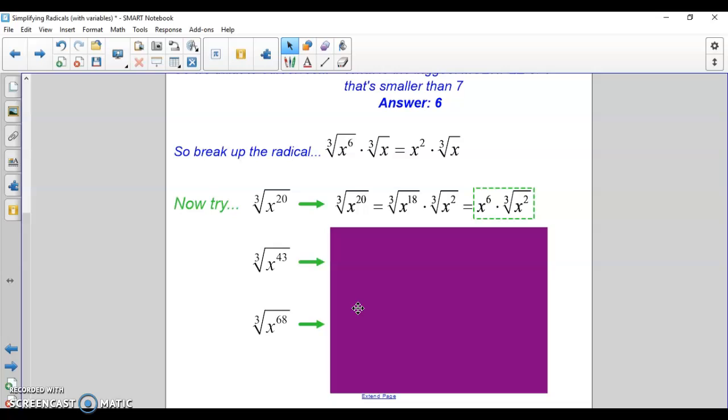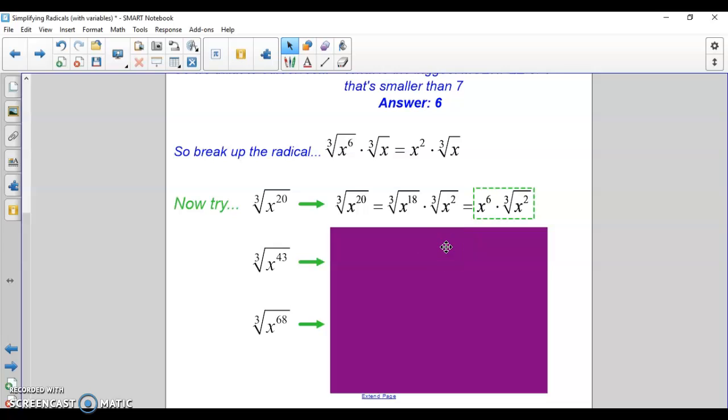Cube root of x to the 20th. What's the biggest multiple of 3 that's smaller than 18? Or sorry, smaller than 20? It happens to be 18. Now, here's the switch up from what we've looked at. It takes 2 x's to get back to an x to the 20th. 18 is 2 away from 20, so I go x to the 18th and x squared inside here. But the 2 is not bigger than the 3, so it still can't come out. So I do 18 divided by 3 to get x to the 6th. The x squared stays inside because, like I already said, it can't come out, it's not big enough. It's not a multiple of 3.